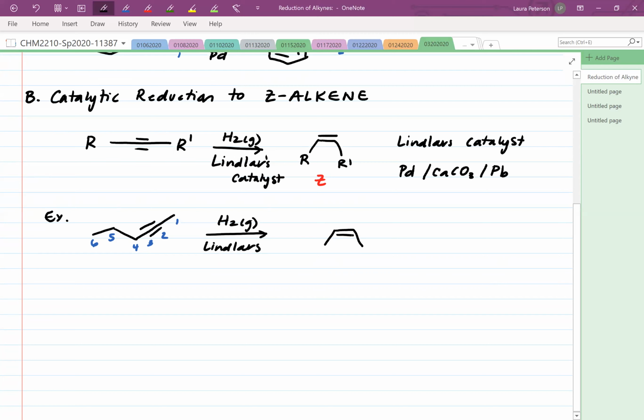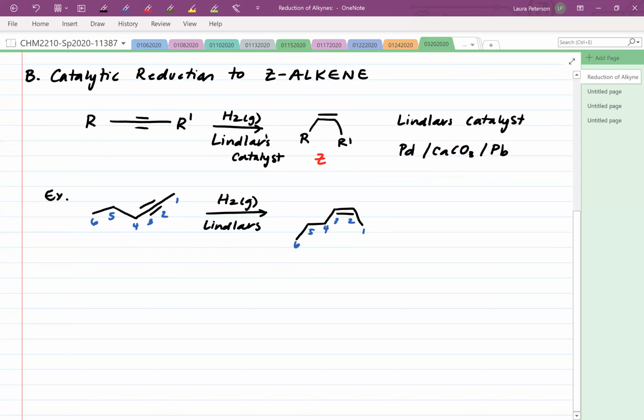So that was carbons 1, 2, 3, and 4. So then we need carbons 5 and 6. So let's go ahead and count those carbons. All right, so notice how the alkyne was between carbon 2 and 3. The alkene is also between carbons 2 and 3. And notice how it's taking on this Z geometry. In other words, carbon 1 and carbon 4 are on the same side of the carbon-carbon double bond.